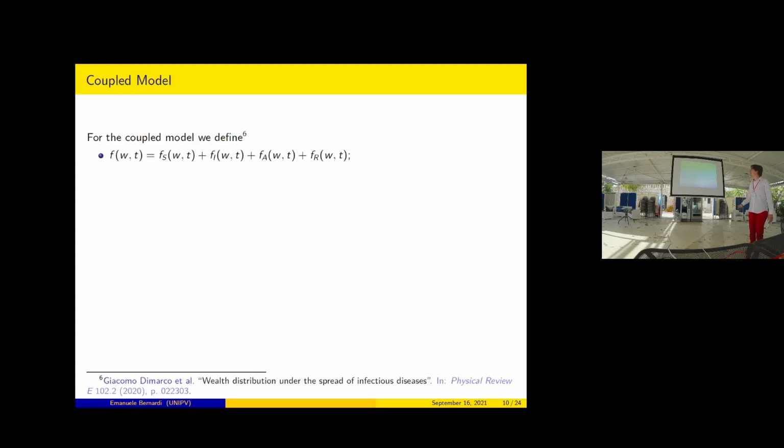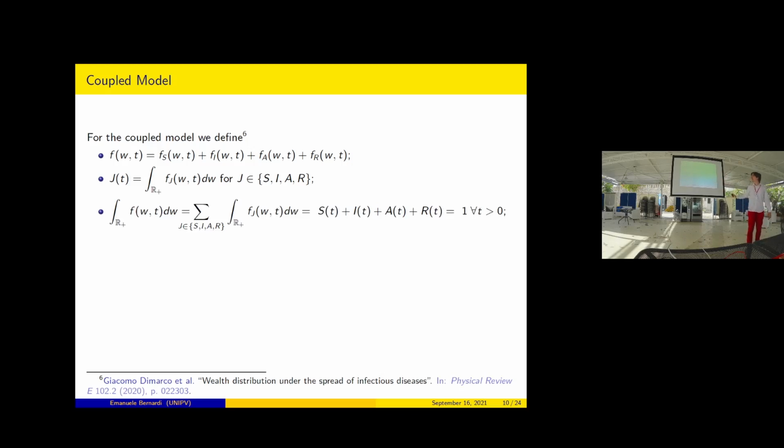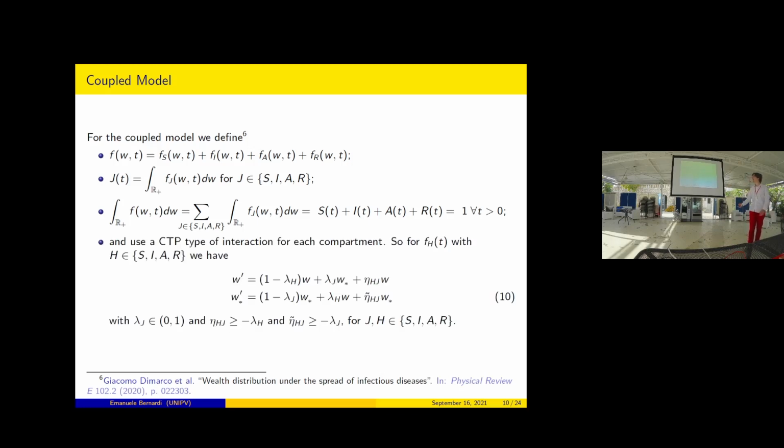So now we can go to the coupled model, where we have divided the global wealth distribution into 4 different distributions, one for each of the clusters that is present in the epidemic dynamics. The number of agents belonging to each class is obtained by integrating the specific wealth distribution over the wealth. We still have the global mass preservation, so the total population preservation. And from the CPT interactions, we have borrowed the idea of saving propensity and market risk modeled by random variables.